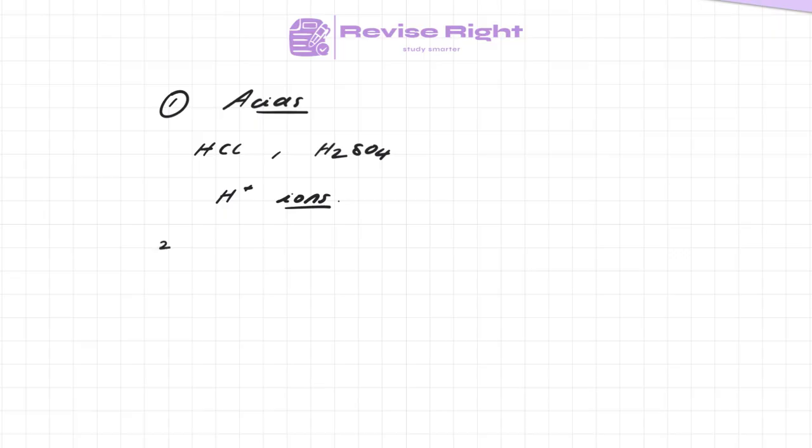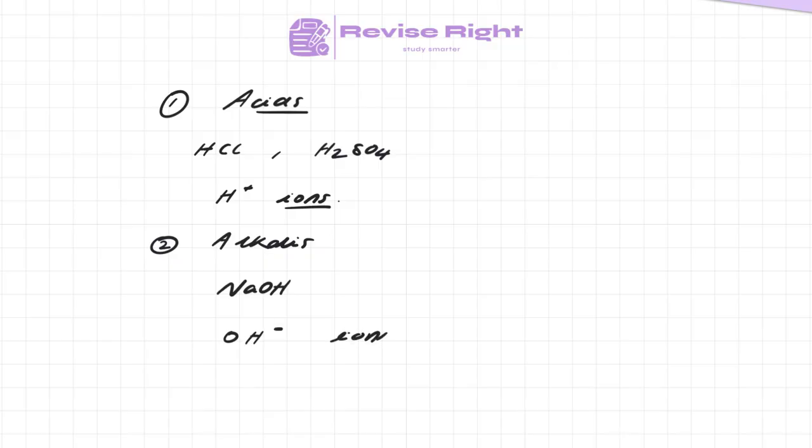The next thing we spoke about is alkalis and bases. Now, alkalis, we went through a couple examples. We went through sodium hydroxide, etc. And all you need to know about alkalis or bases is that they release these OH- ions.